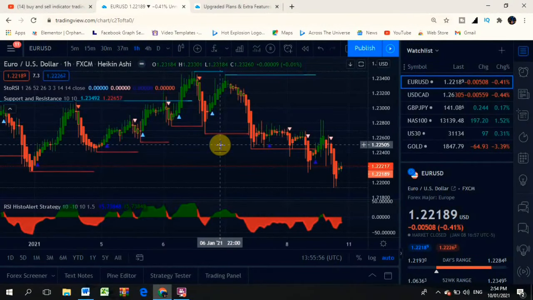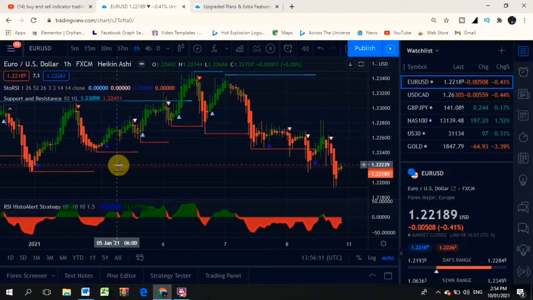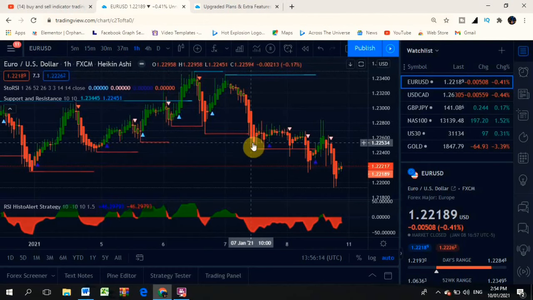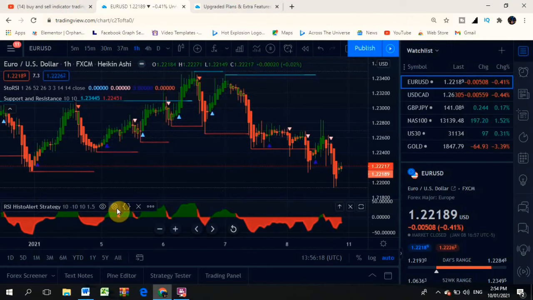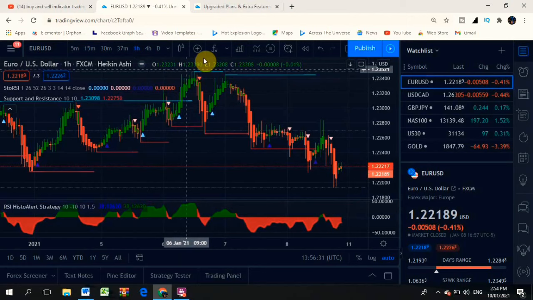Let's continue, let's proceed. The next thing we need to do is go to the settings and see how to set up the strategy. So let's go to the settings. You see the setting is the RSI histo alert strategy. You will search for it in the indicators. Let's go to the indicators.